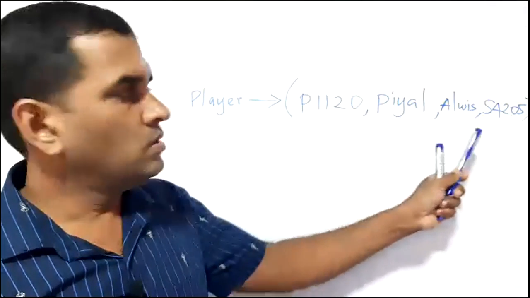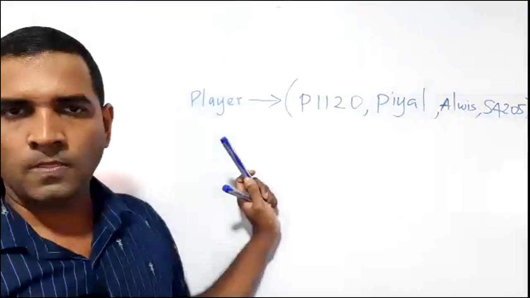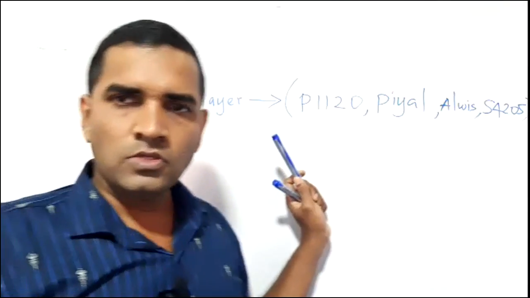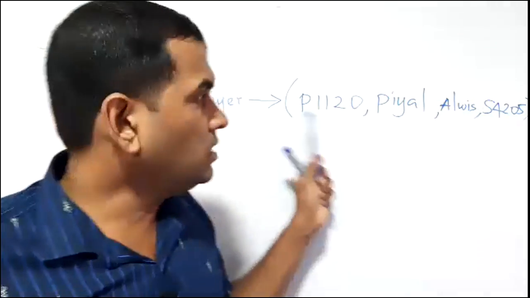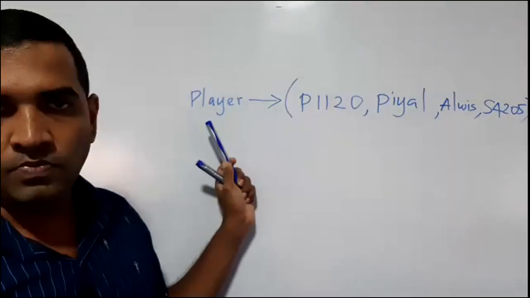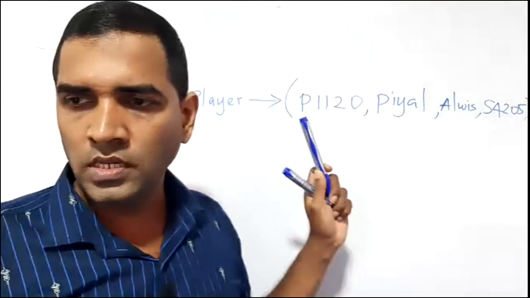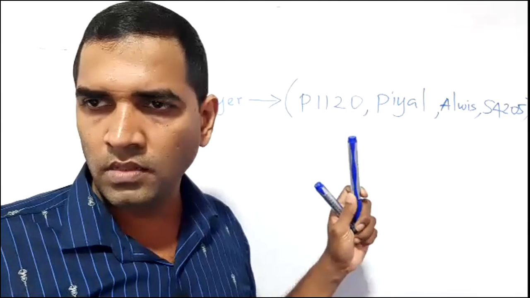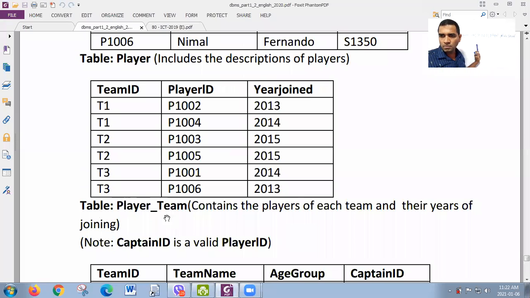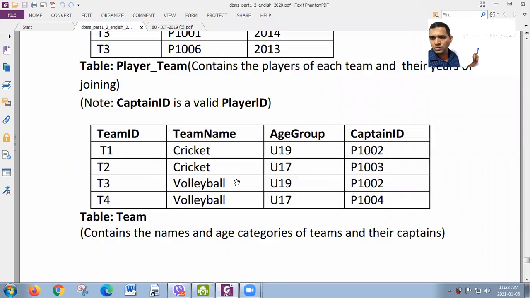Okay. So this is the answer. Now we have updated the player table. And also note, you mention an updation in the other table. What is the other table? This table. The player team table also needs an updation. So team ID must be there, player ID, year joined.